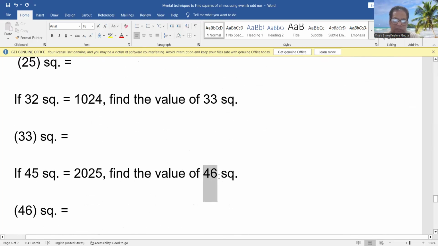Find the value of 46 square. Just what you do, you add 2 into 45 plus 1. 2 into 45 means 91. You add 91 to this square. You get the answer 46 square.